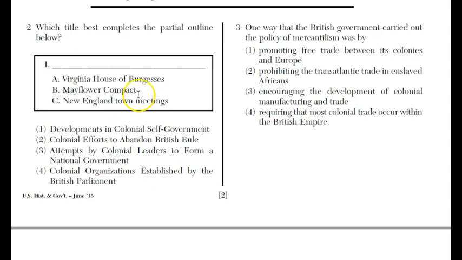The Mayflower Compact was put together by the people on the ship as their own idea. Same thing with New England town meetings. They just kind of happened. The British didn't authorize them. And certainly the Virginia House of Burgesses was not something that the Parliament authorized. So each of these things, the only thing that makes sense is colonial self-government.